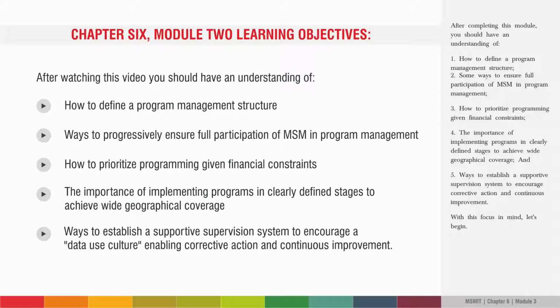After completing this module, you should have an understanding of: 1. How to define a program management structure. 2. Some ways to ensure full participation of MSM in program management. 3. How to prioritize programming given financial constraints. 4. The importance of implementing programs in clearly defined stages to achieve wide geographical coverage. And 5. Ways to establish a supportive supervision system to encourage corrective action and continuous improvement. With this focus in mind, let's begin.